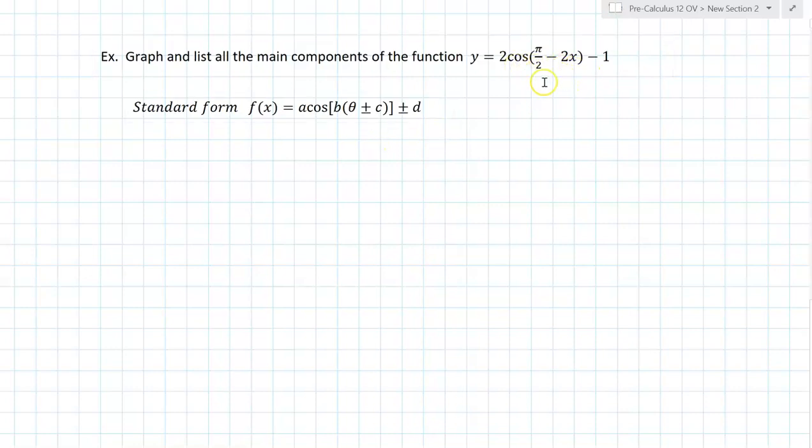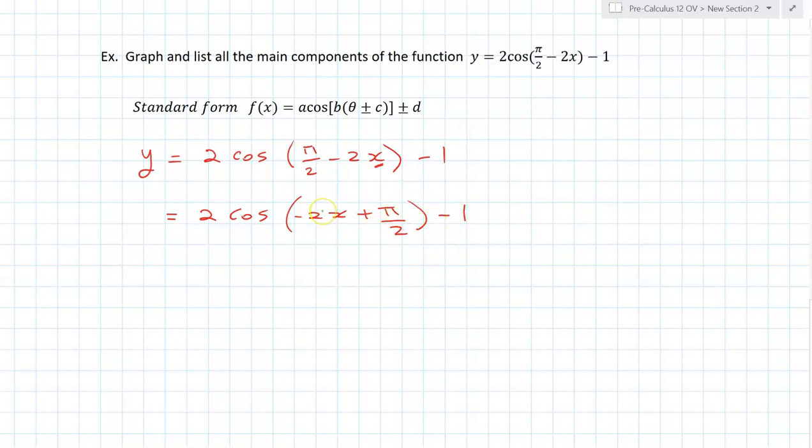So we have to make this equation look like the standard form, and to do that you need to rewrite this equation. To do that you have to isolate x, or in this case x has to come first. To make it come first, there are two ways you can do this. Number one is that you can simply do this: minus 2x plus pi over 2 minus 1. So I just switched them around, right?